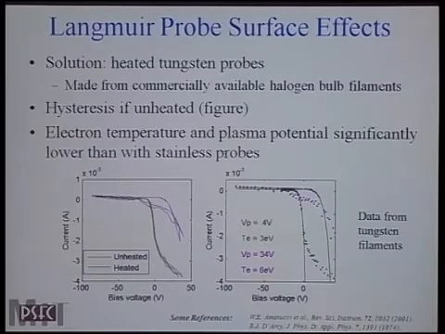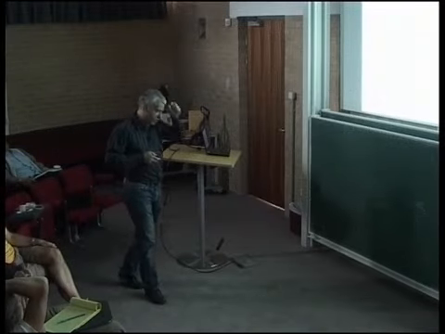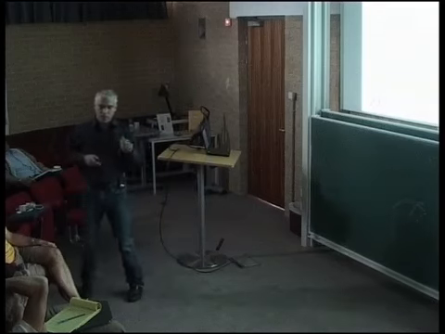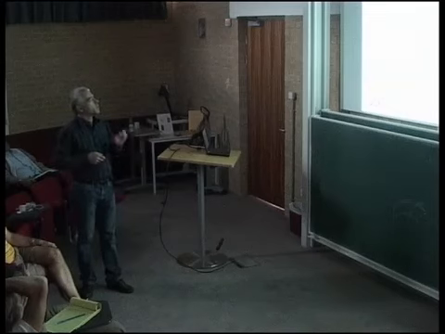So what we eventually did was we took some halogen light bulbs, broke off the glass, so they have a nice little tungsten filament there, and built an array of these light bulbs. You put current through them and they get hot, and you can get rid of some surface contamination.